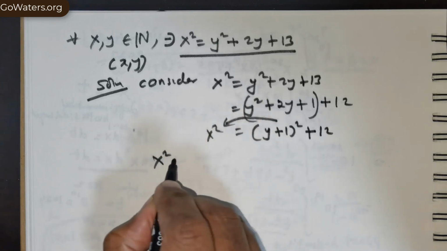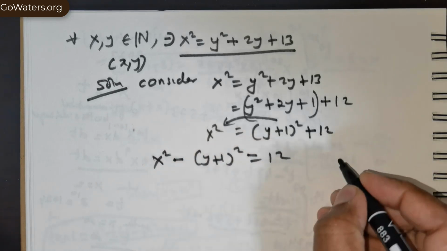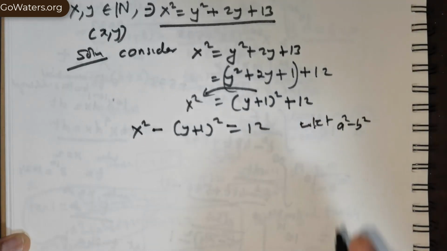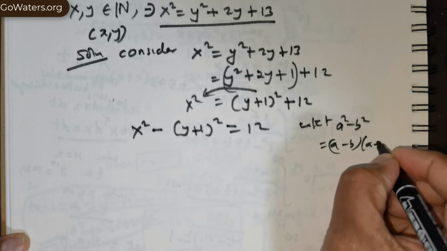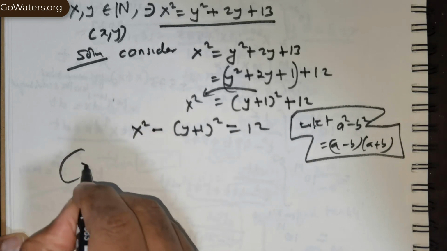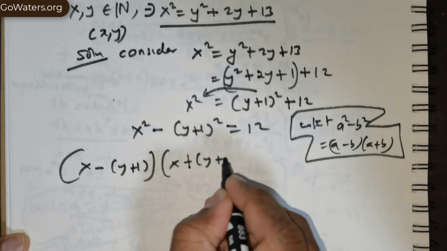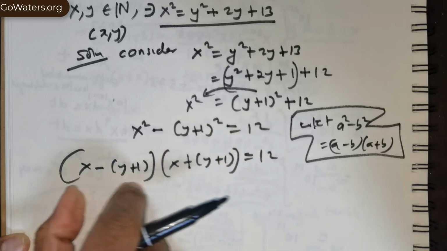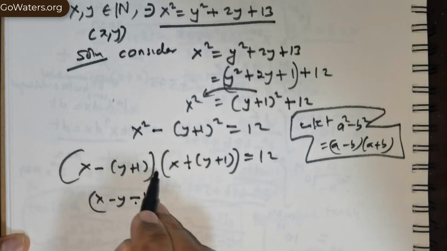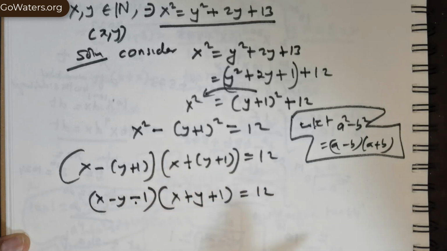So this is going to give me x² − (y + 1)² = 12. Now this is of the form a² − b², which is equal to (a − b)(a + b), and I can utilize this over here. So this is (x − (y + 1))(x + (y + 1)) = 12. Now this can be rewritten as (x − y − 1)(x + y + 1) = 12, because of distributing the negative sign.